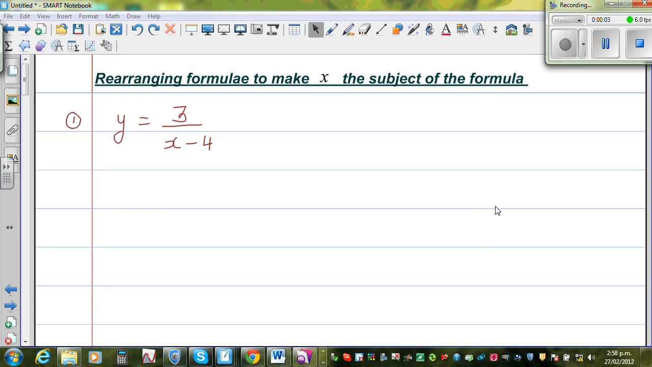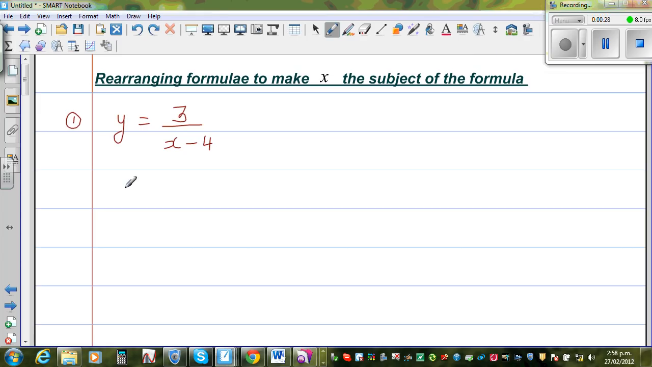This is one of the topics that students really struggle with: making the subject of a formula by rearranging a formula. So here I want to do a few examples on this topic. The question is: rearrange the formula to make x the subject of the formula. In this case, y is the subject. Now you want to change the subject from y to x.